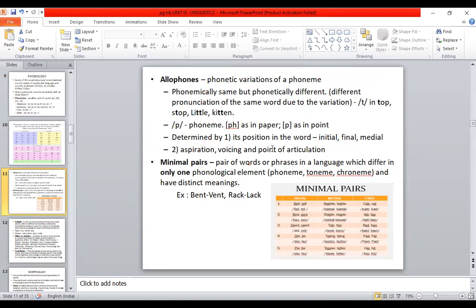In paper, there's a kind of aspiration. But when I say point, there's no gasping there. Simple. Paper, point. They're different, one, because of the position, and secondly, because of the other sounds involved.